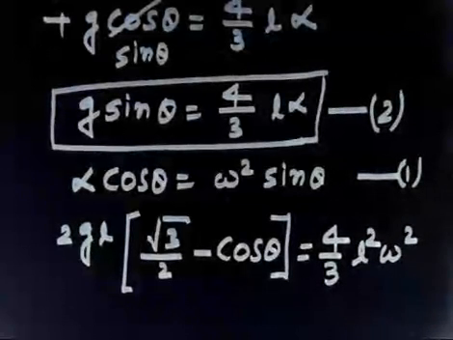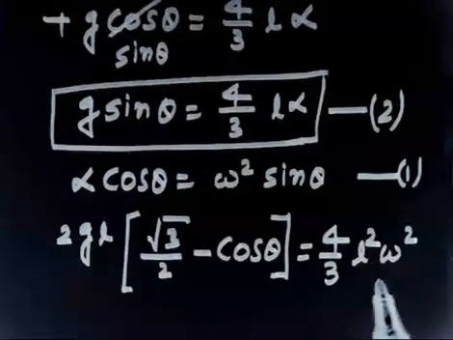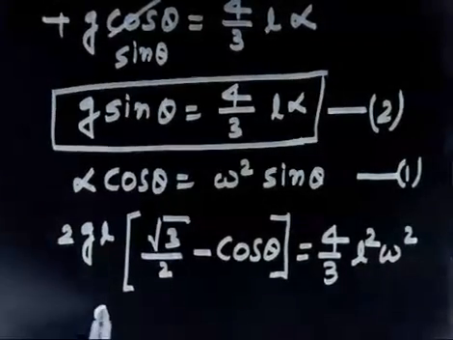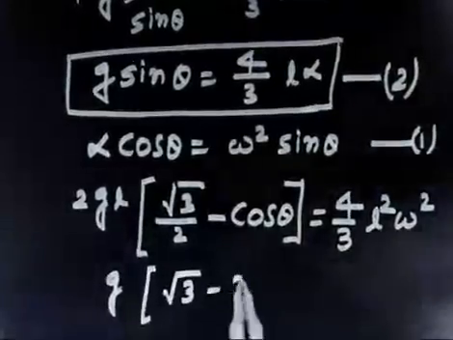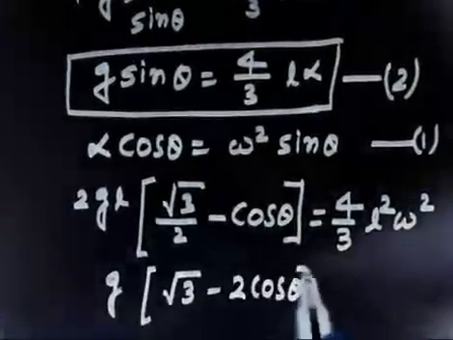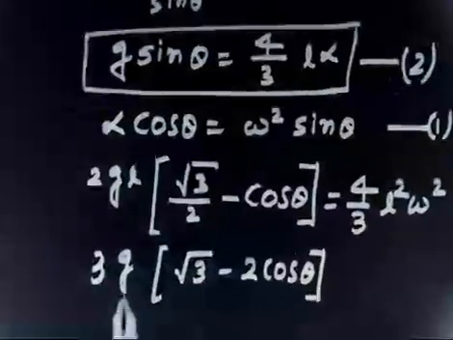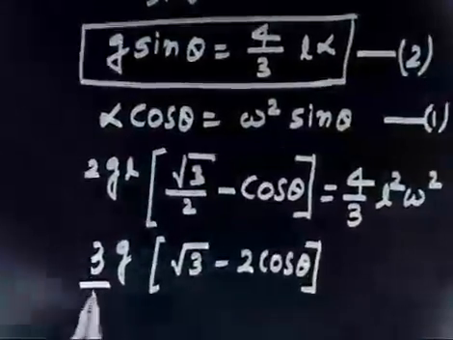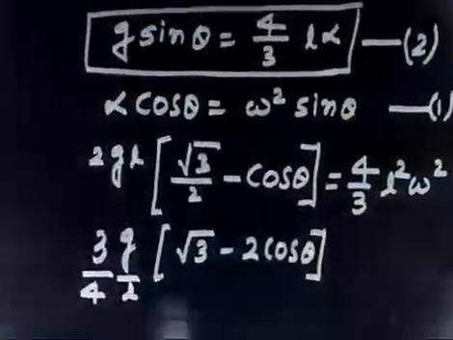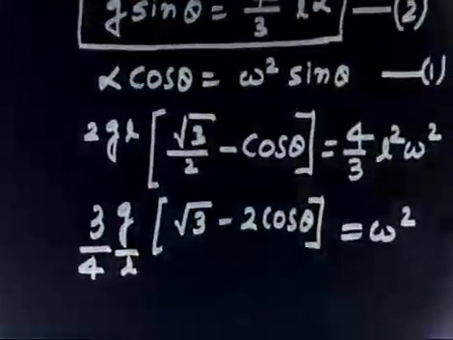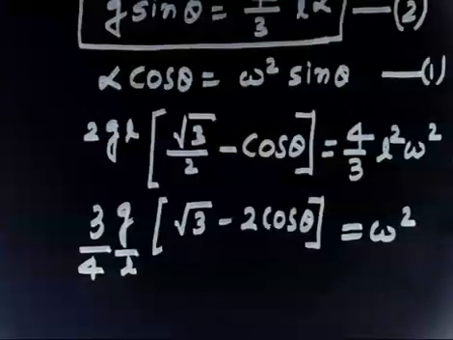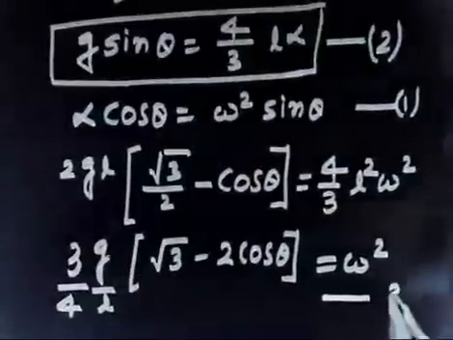Are you getting or not? So what is the omega square you have? The 2 goes, and L also goes, so g into root 3 minus 2 cos theta, and 3 comes this side, 4 goes this side, by L. So 3g by 4L into root 3 minus 2 cos theta is basically omega square. Are you getting? Let us call this equation number 3.